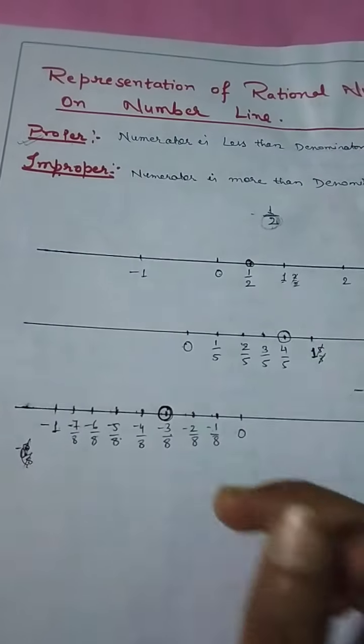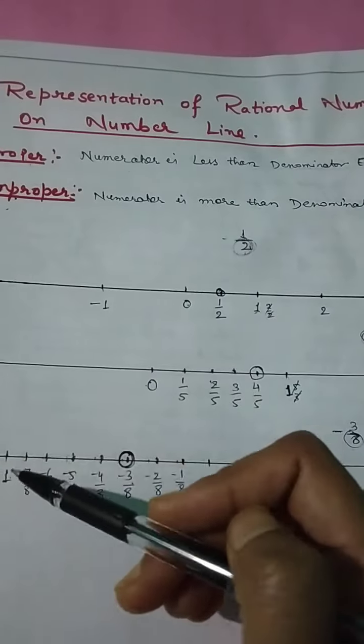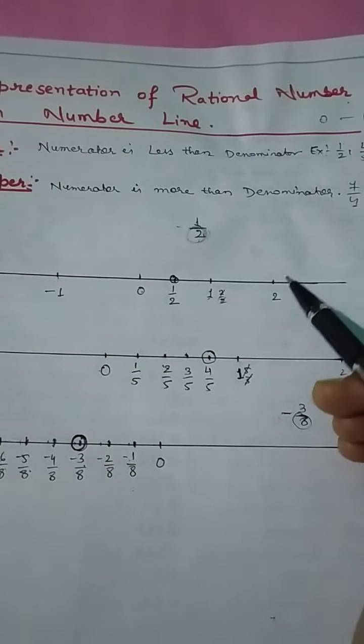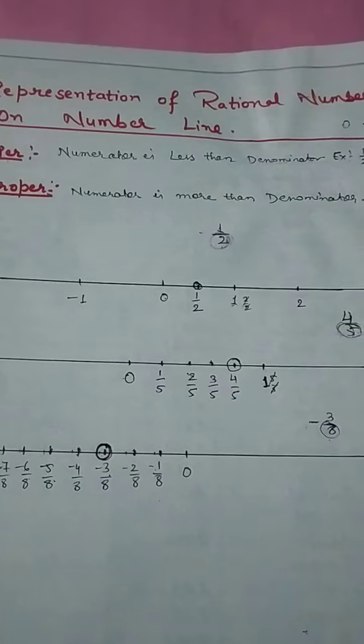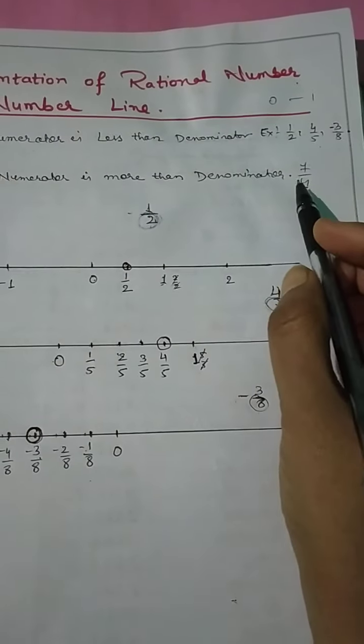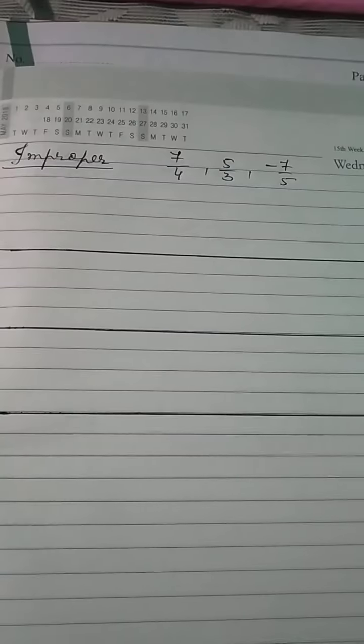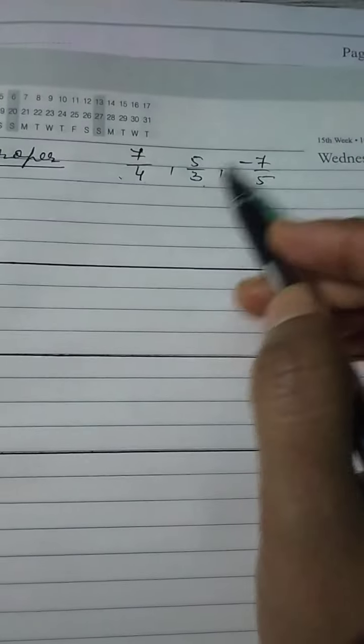Okay. But what about improper fractions? Means improper rational numbers. Their numerator will be more than the denominator. So we will first change such types of improper rational numbers into mixed fractions first. Okay. Let's see. These all are improper rational numbers: 7 by 4, 5 by 3, minus 7 by 5. We are going to plot them. Okay. 7 by 4 first.